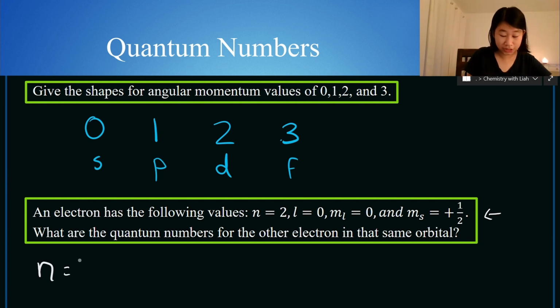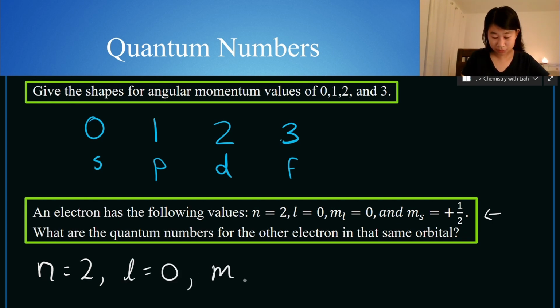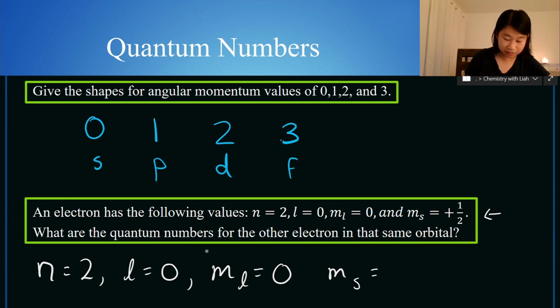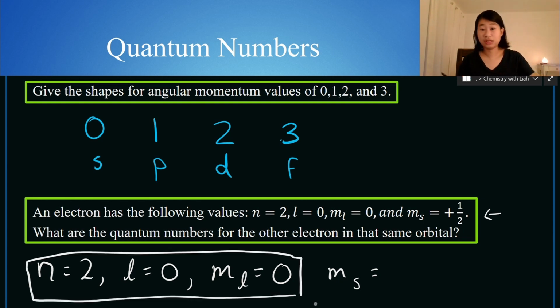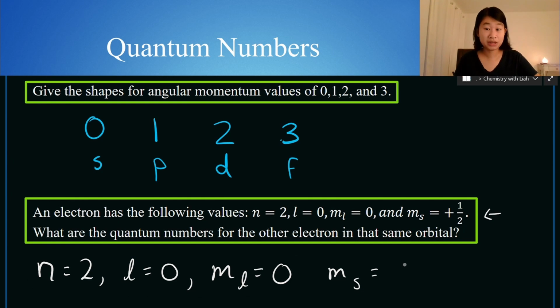We know that its n must be 2. We know that for the second electron, L is going to be 0. We also know that m sub L is going to be 0. And then the only thing that can be different is the m sub s value, because they're in the same orbital and so they need to have these same first 3 numbers. The only thing that can be different now is the spin quantum number, and that is going to be negative 1/2 for the second electron.